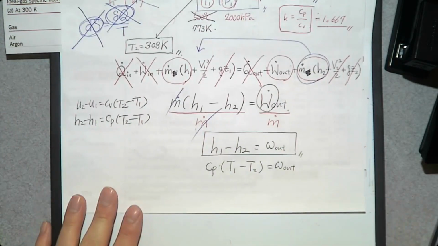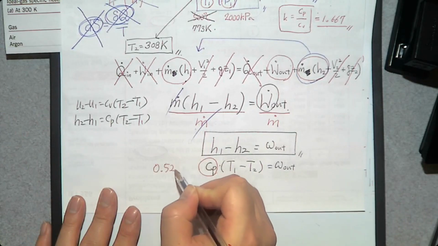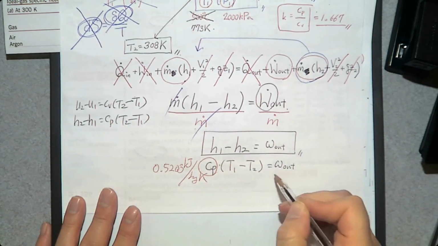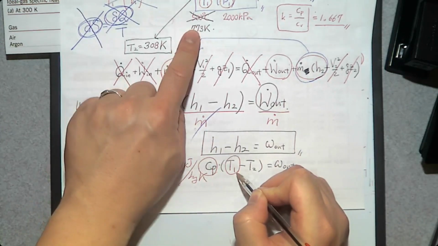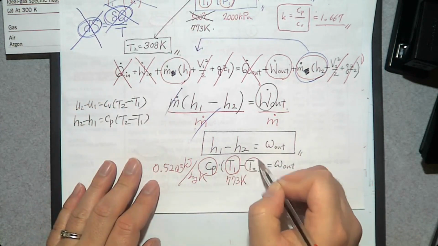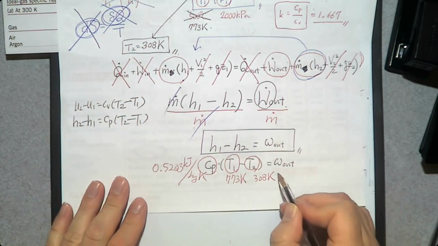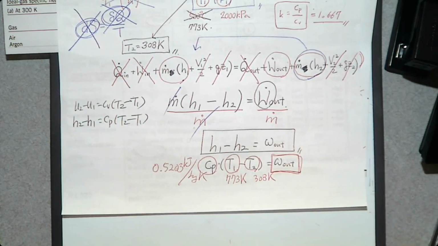So what is Cp? It is 0.5203 kilojoule per kilogram Kelvin. T1, do we have it? Oh, 773 Kelvin. T2 is 308 Kelvin. So we have everything. Can you determine W? Yes. Do I know the W? Not yet, but you can calculate it, right?